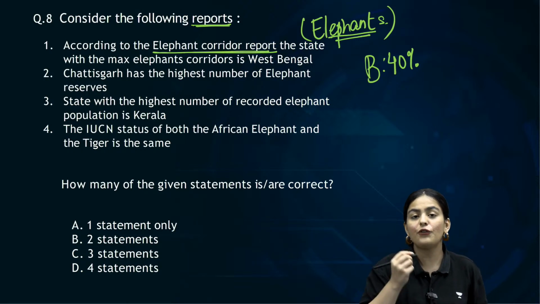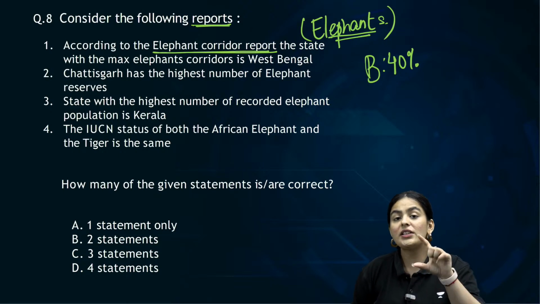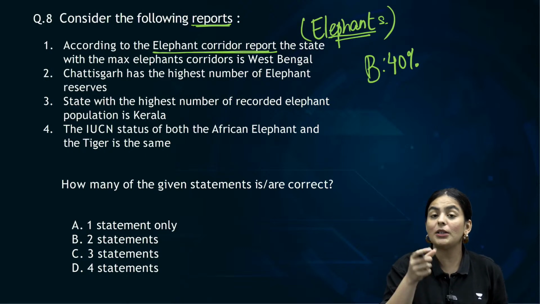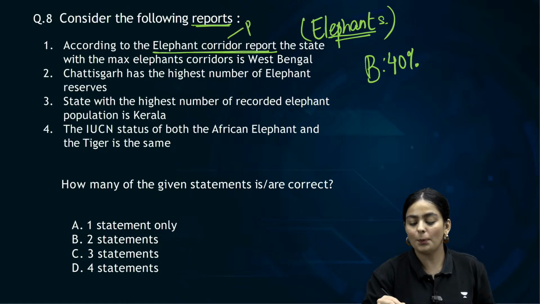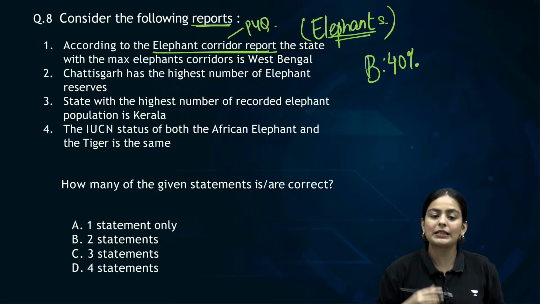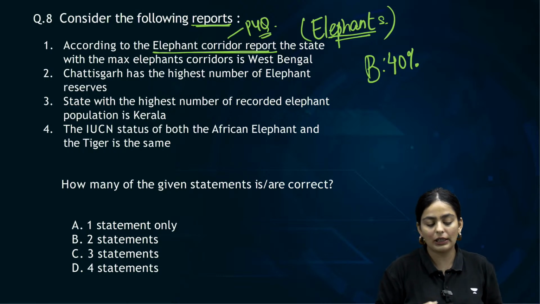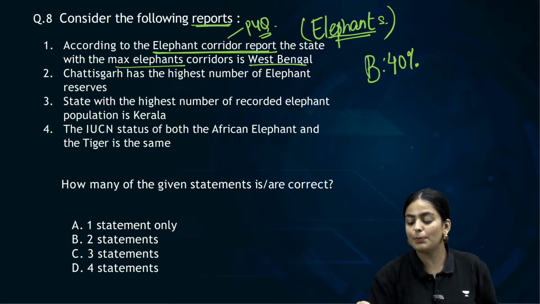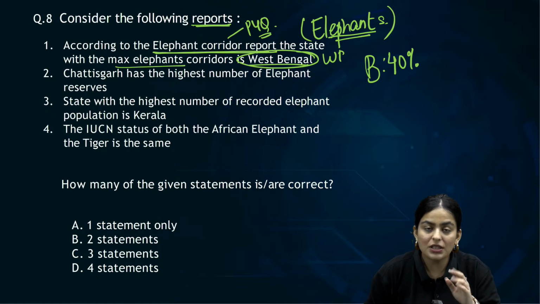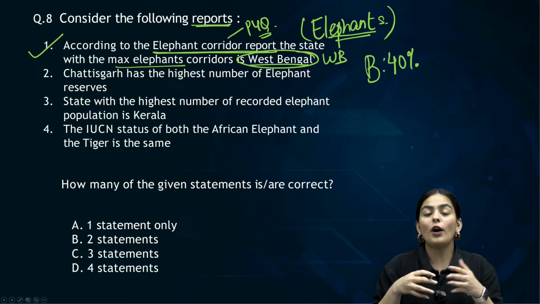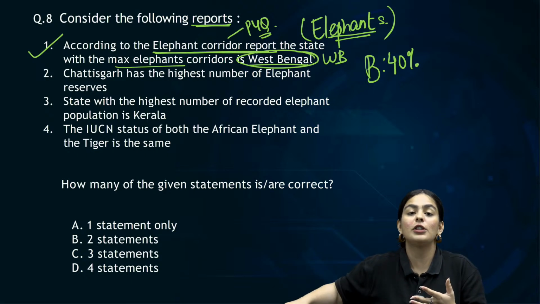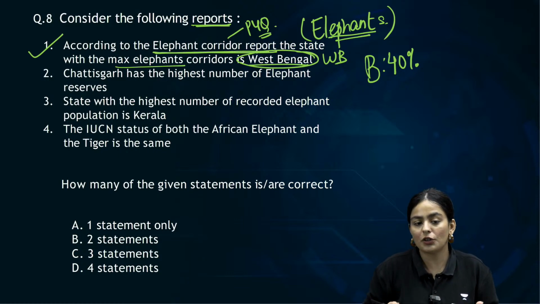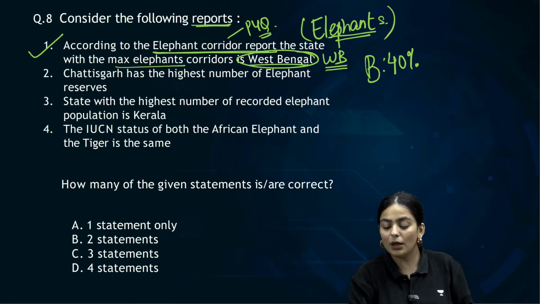According to the elephant corridor report, which state has the maximum number of elephant corridors? If they've asked the state with the maximum number of elephants in your previous year questions, they can also ask the maximum number of elephant corridors. Clear? According to this, the state with the maximum elephant corridors is West Bengal. Absolutely correct. Please remember this. Do not get confused that because the maximum number of elephants are in Karnataka, the elephant corridors will also be maximum in Karnataka. That is not true.